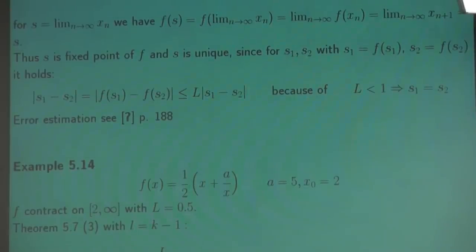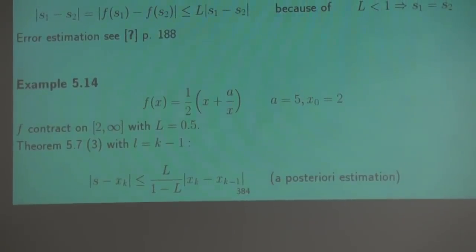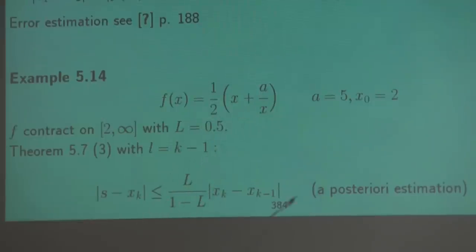Okay, let's apply our Banach fixed point theorem. Now, this function is well known to you. It is the function f. If we apply this, then the iteration will converge to the square root of this number a. Now, if we take a equal 5, then this should converge to the square root of 5. And we use as an initial value x0 equal 2. We have already shown that this f is contracting on some interval depending on a, and for a equal 5, 2 is a good left bound. That's what we have proven already. And we get a Lipschitz constant of 0.5 with this interval.